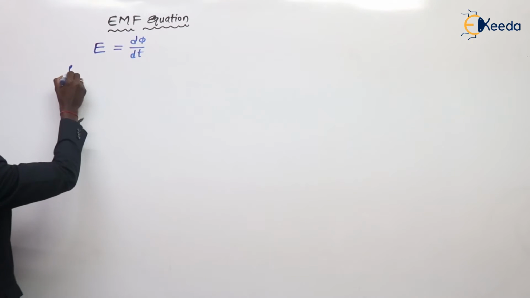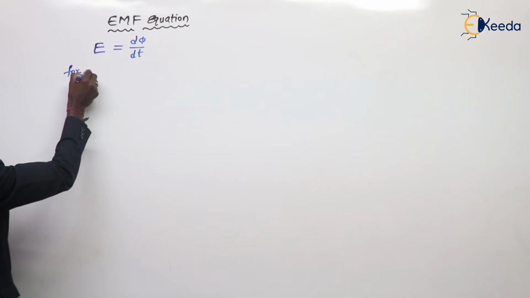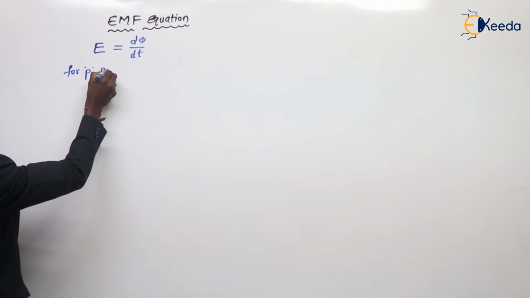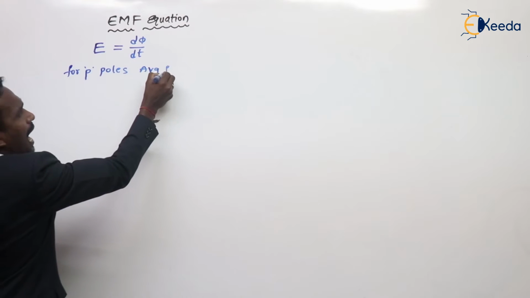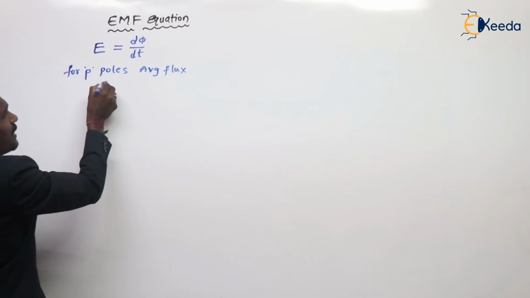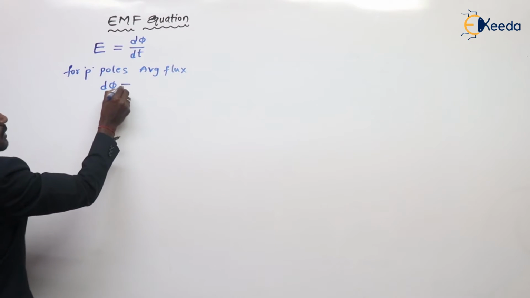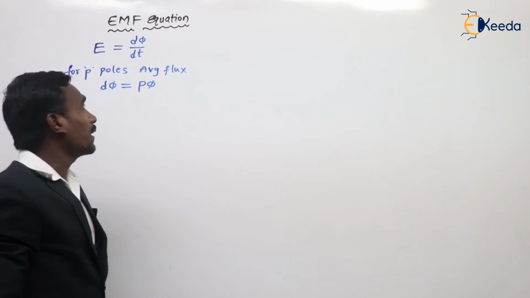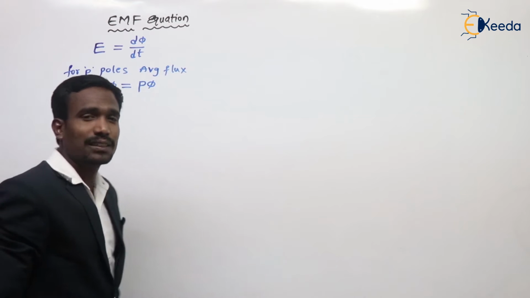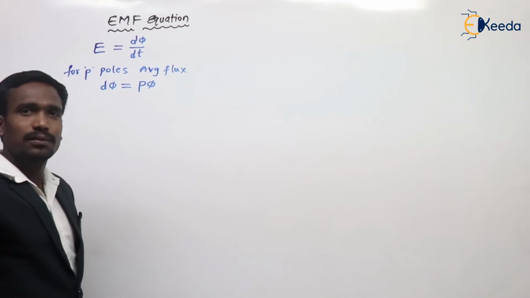But for P poles, for P number of poles, the average flux d phi is equal to P times phi. For P number of poles, the average flux is P times phi.